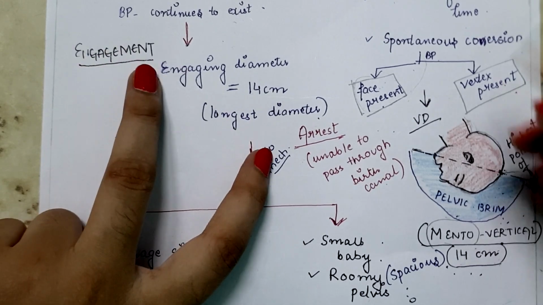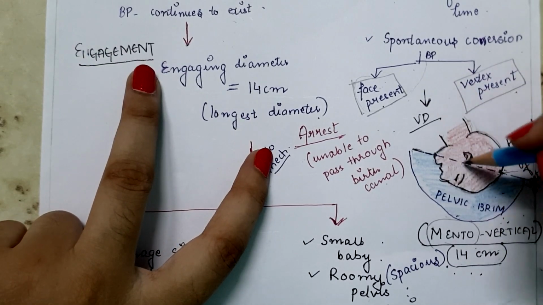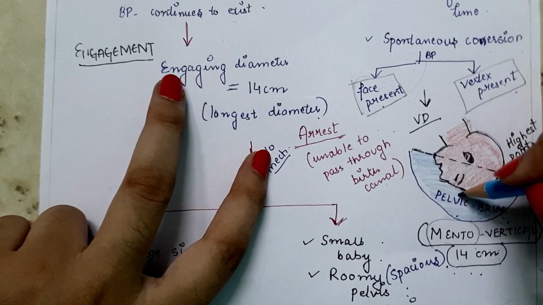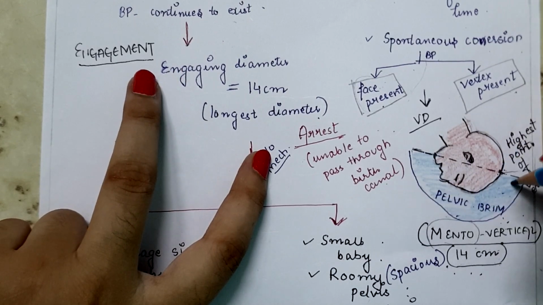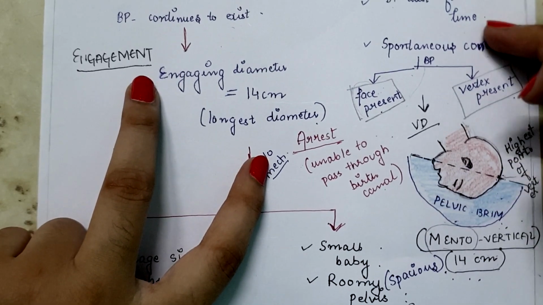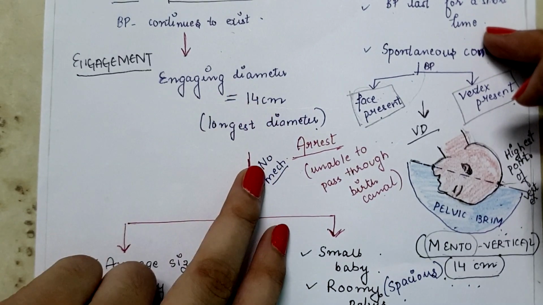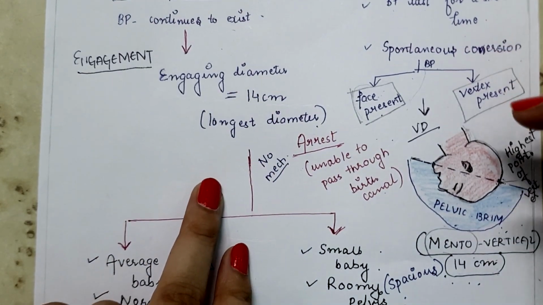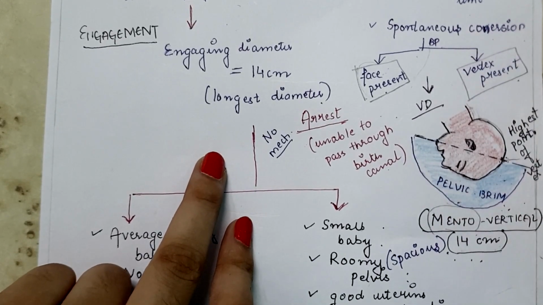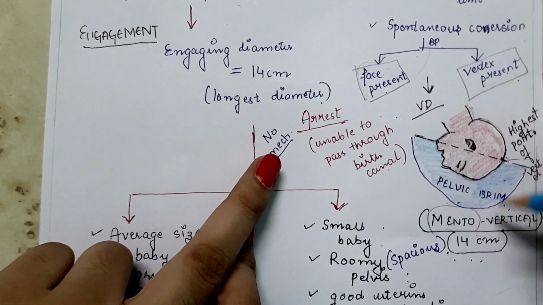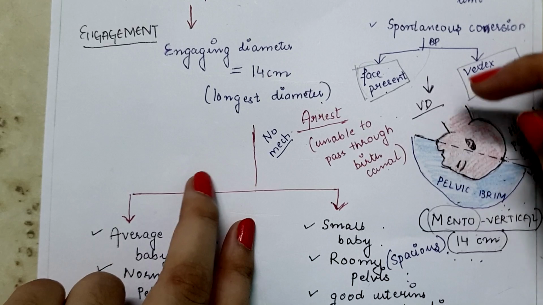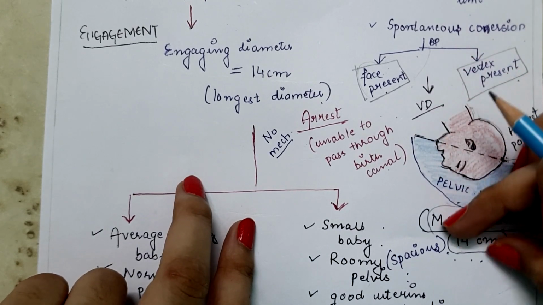Engagement is when the presenting part enters into the pelvic brim. So the engaging diameter is the mento-vertical diameter, which is the longest diameter. Normally, the engaging diameter is shorter so that it can easily pass through the birth canal.